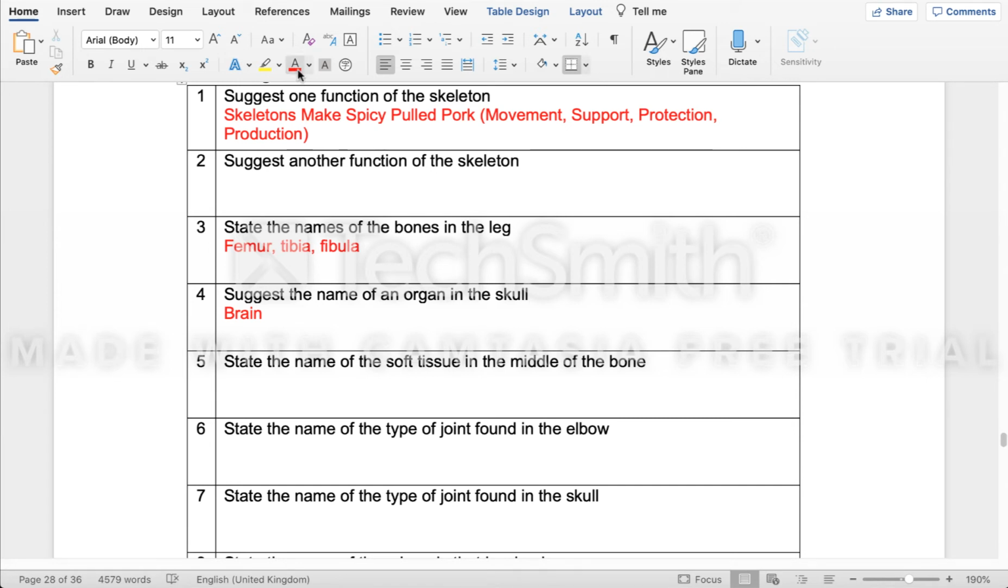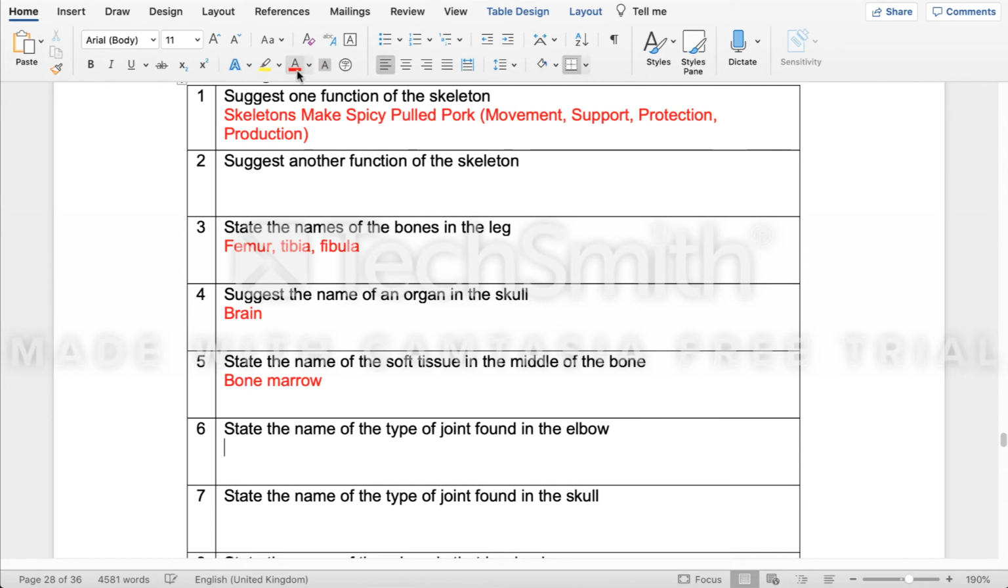Number 5, state the name of the soft tissue in the middle of the bone. If you remember from last lesson, lesson 4, your bone structure is made out of 3 parts. You have your outer layer, your inner layer, and the soft tissue that's right in the middle of the bone. Your outer layer is that hard stuff that's strengthened by calcium and manganese. You have your inner layer, which is that spongy tissue, and then the middle of the bone is made of a soft tissue called bone marrow. This is where blood cells are produced.